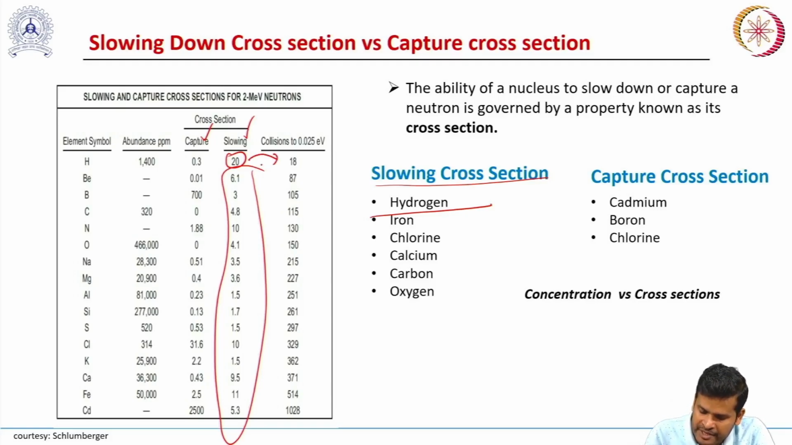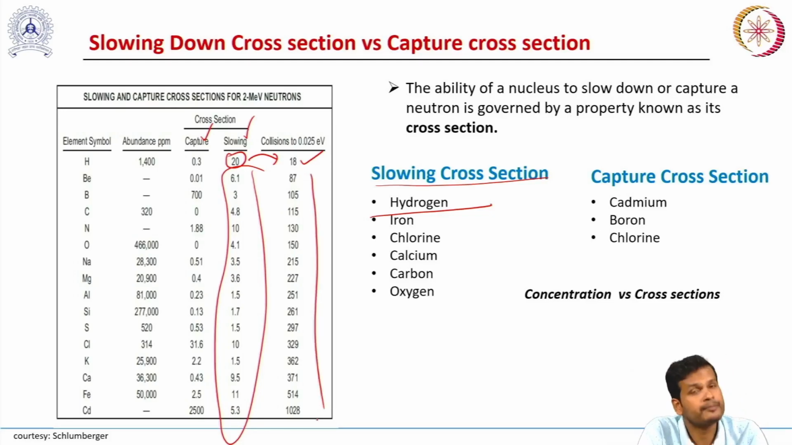How many collisions does it take for a neutron with the nucleus to convert to a thermal neutron? For hydrogen, 80 collisions are required for a fast neutron to be converted to a thermal neutron, where it can get captured. The rest of the elements require very, very high numbers. So hydrogen can slow down the neutron at a faster rate. All the other elements present inside the formation, whether carbon, oxygen, calcium, chlorine, or potassium, have very low slowing cross sections. That's why our count rate is related to the hydrogen index, or hydrogen concentration, of the formation.